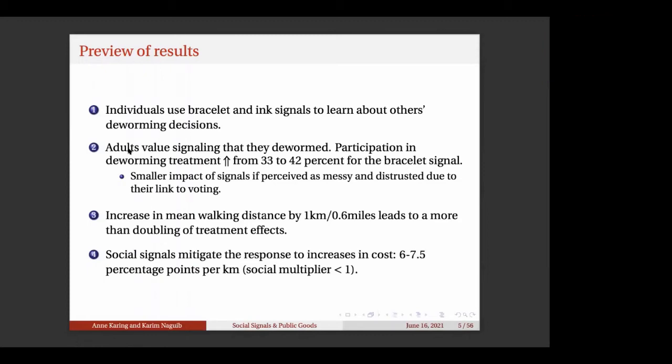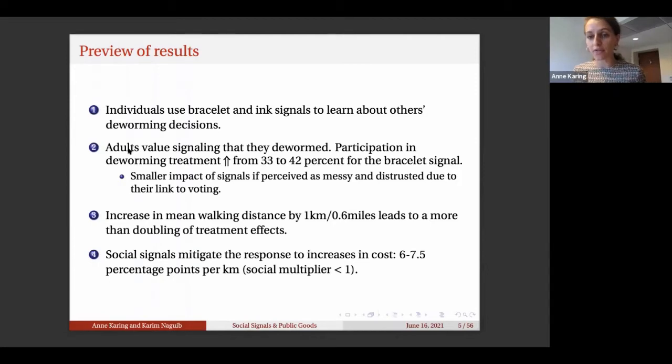For the ink signal, we actually observed slightly negative impacts, which we attribute to its messiness, but also that the signal was distrusted due to its link to voting. So we may not be able to easily use a signal that works in one domain and apply it to another domain just because it is a familiar technology to make behavior visible.